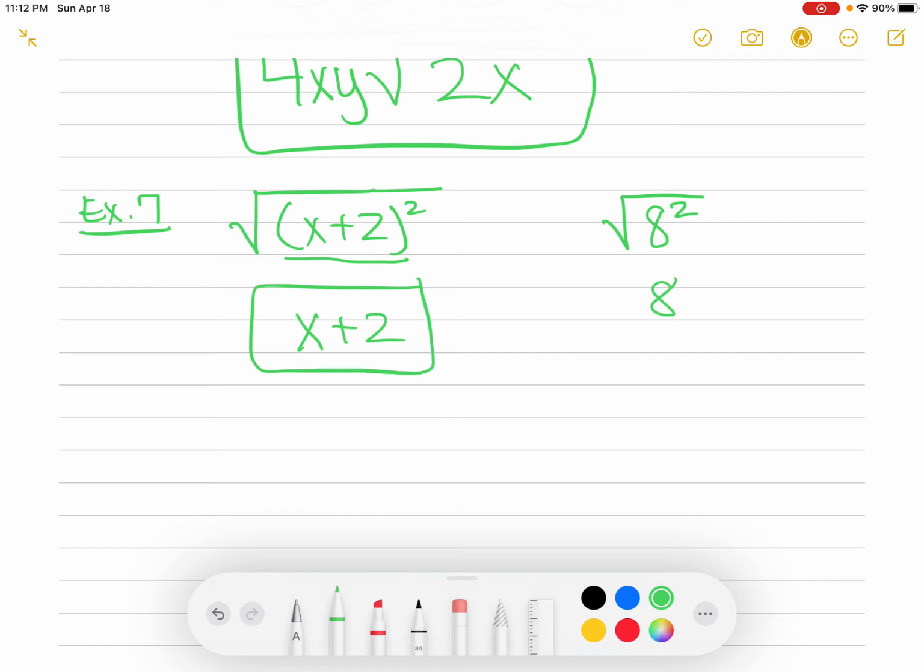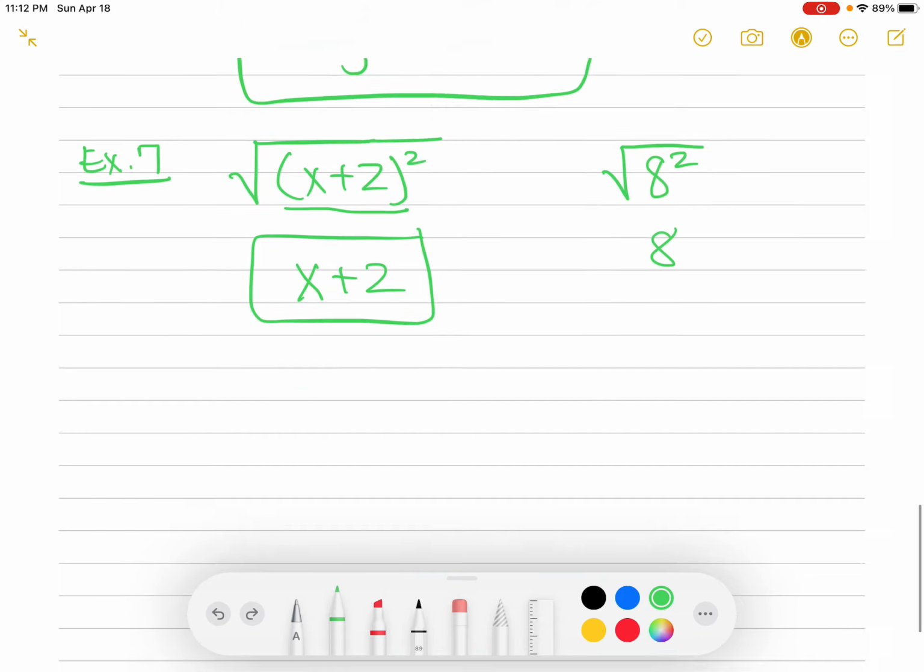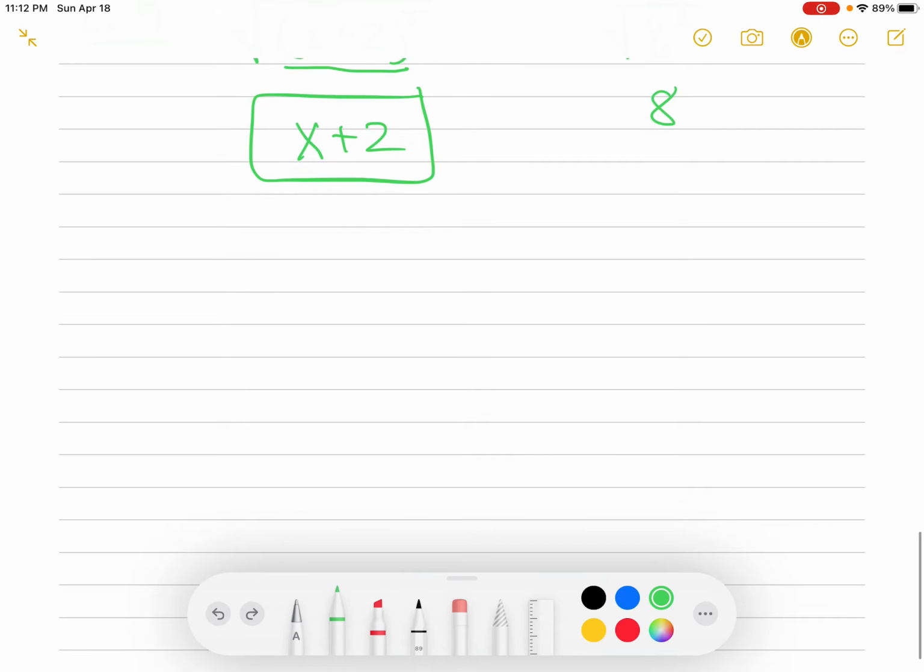Okay? So example 7 is super easy. If you have something squared and you're doing the square root of it, the answer is just that number. Okay, last one that I'm doing with you, and then you're going to do the very last one by yourself.